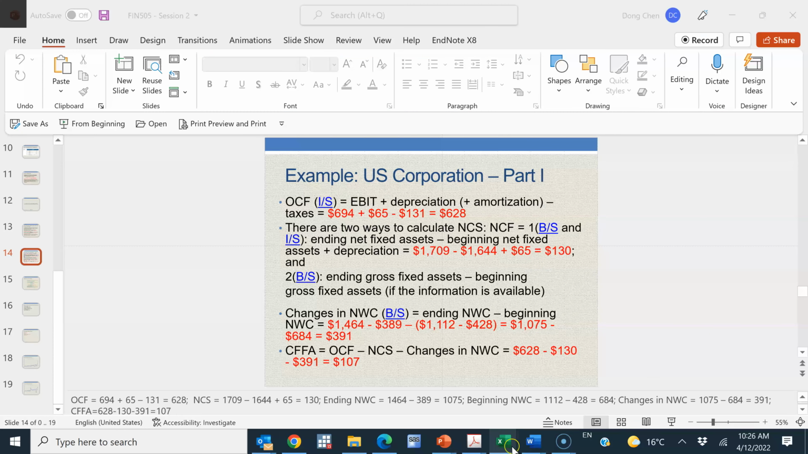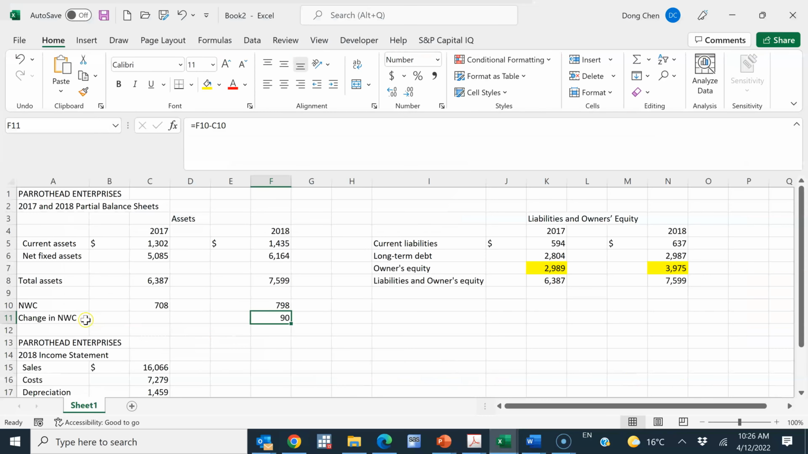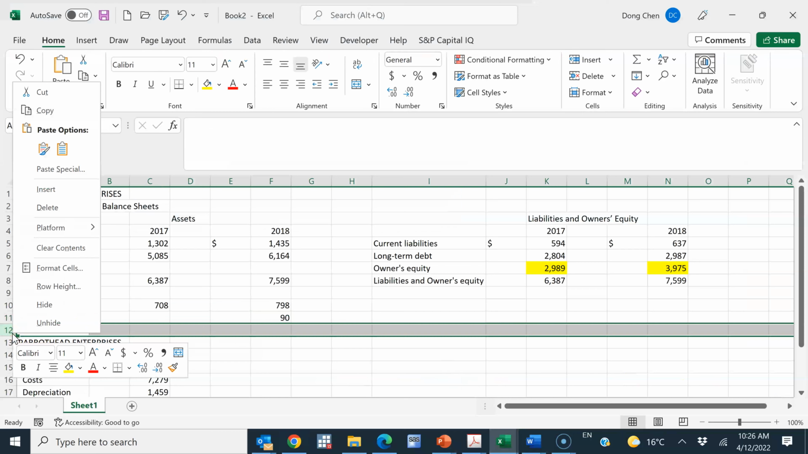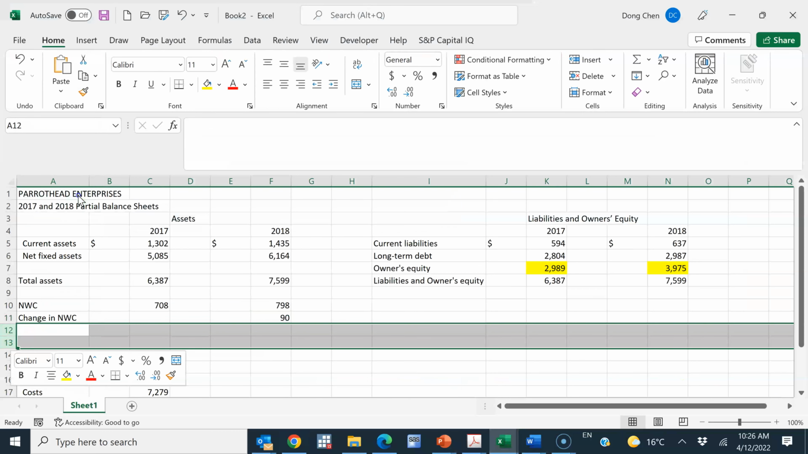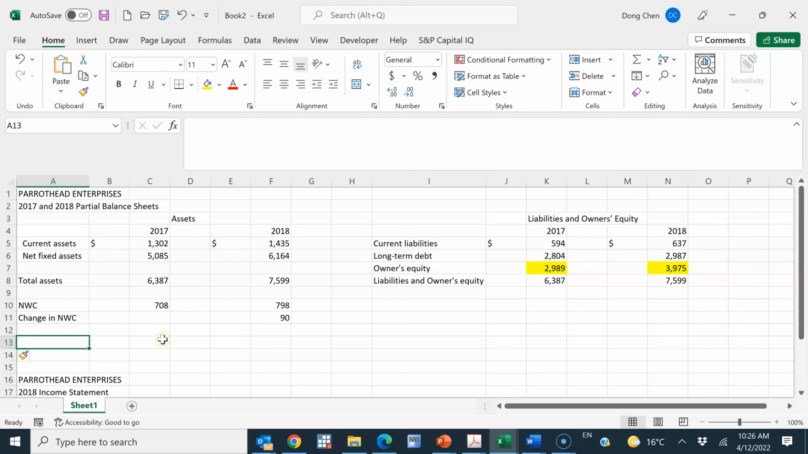So, back to my Excel worksheet, maybe add another 1 or 2 rows, maybe just more rows in case I ever need the information.